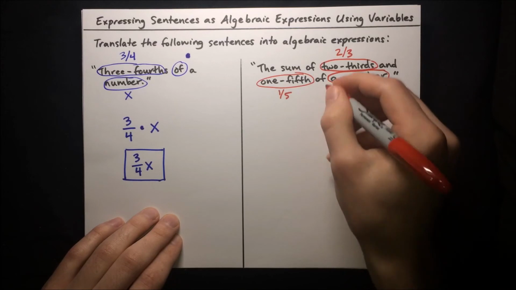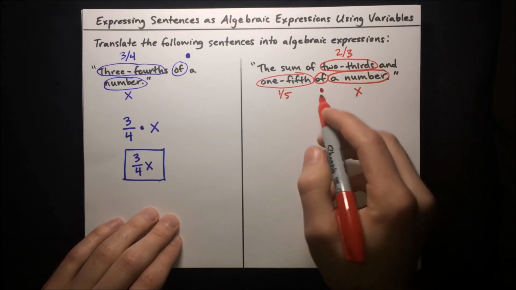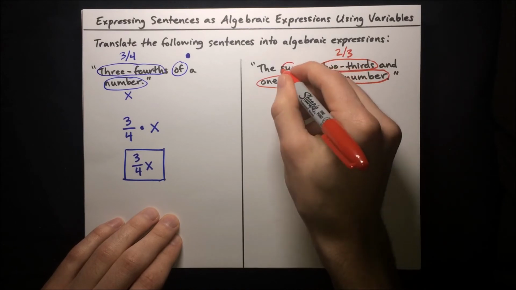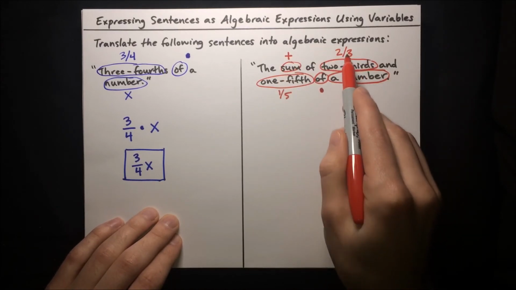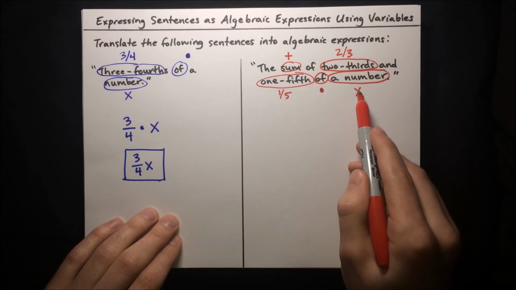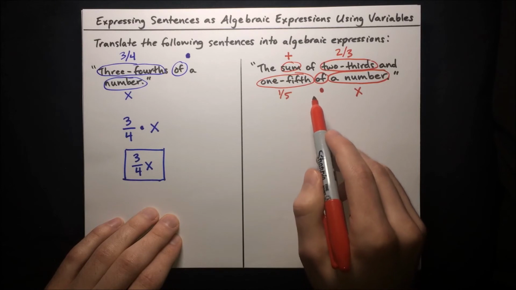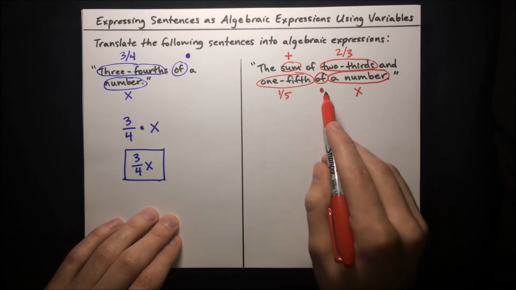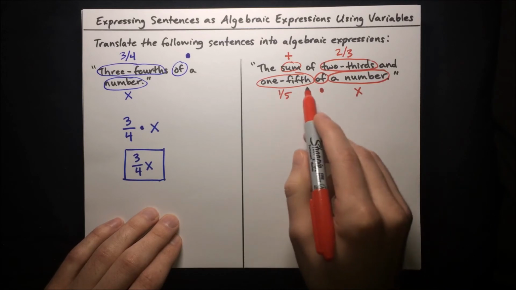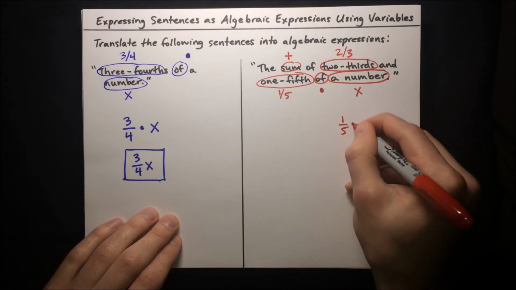Okay, and now of, remember, that means multiply, so we'll put a dot, and then the sum means plus. Okay, wow, so we've got 2 numbers, a variable, and 2 operations. So what do we do here? Multiplication is what you should always do first. Always worry about the multiplication first. So 1/5 of a number, that'll be 1/5 times x.